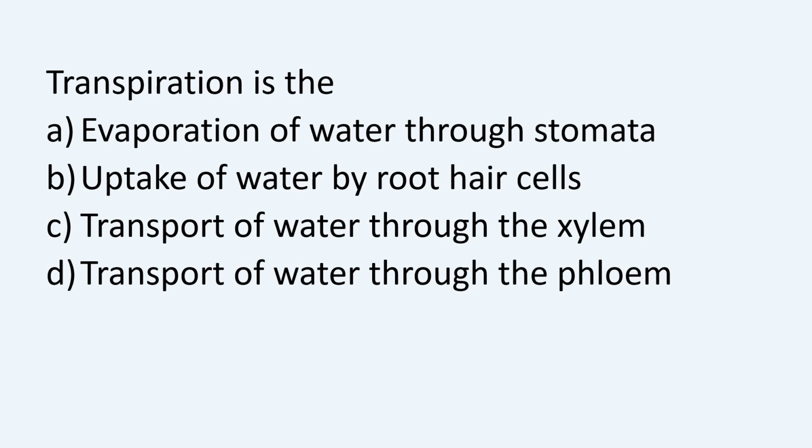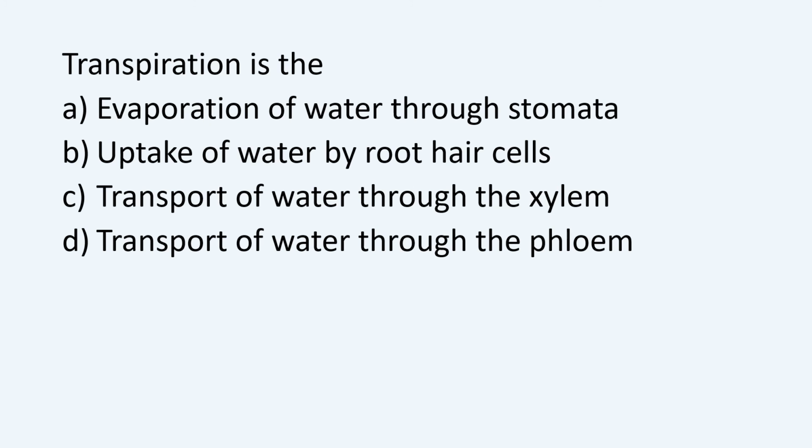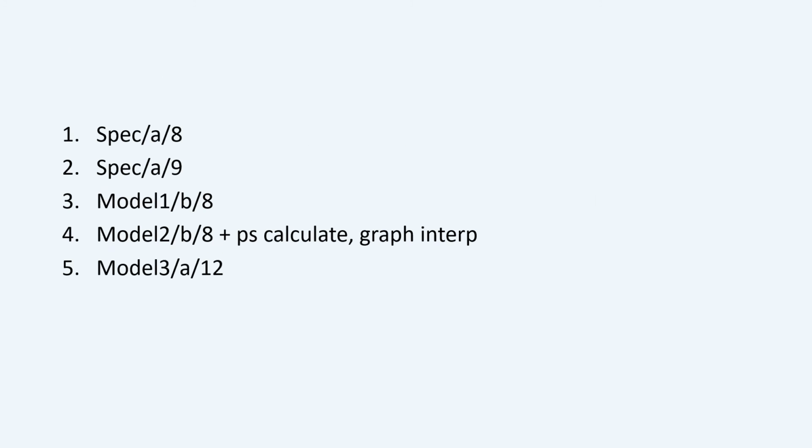The last question is, transpiration is the either A, evaporation of water from the stomata, B, the uptake of water by root hair cells, C, the transport of water through the xylem, or D, the transport of water through the phloem. So pause the video and try to answer that question before I go over the answer. So the answer is that it is A, the evaporation of water through the stomata. So well done if you managed to get that correct. If you didn't, you need to go learn the definition of transpiration.